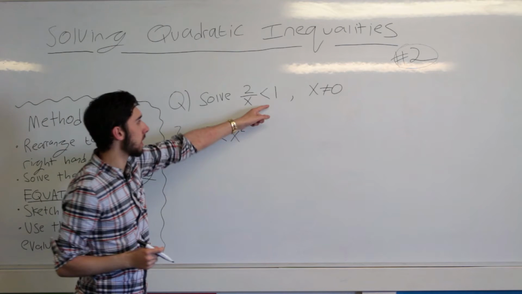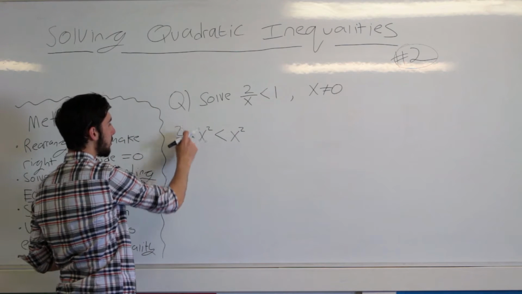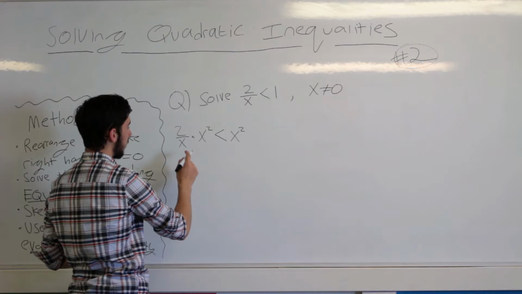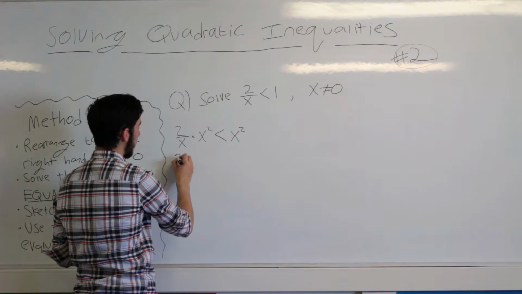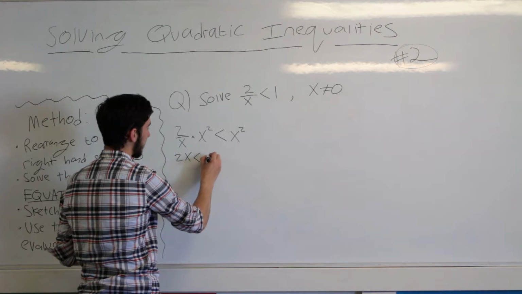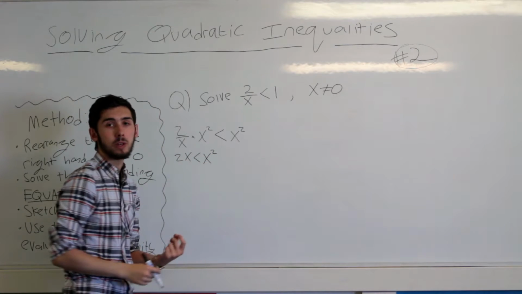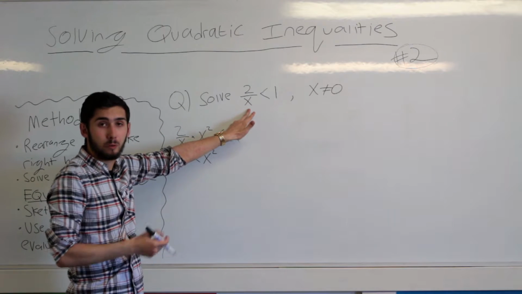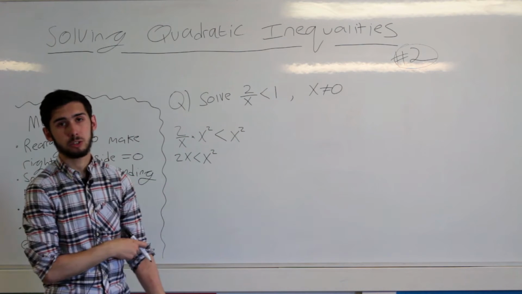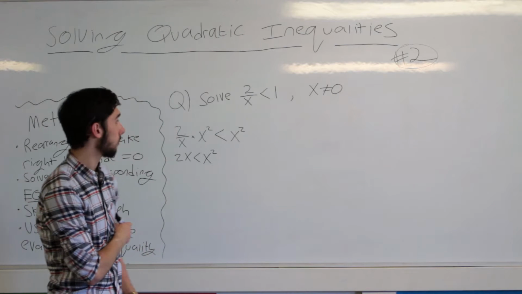Okay, 1 times x squared is x squared. 2 over x times x squared. Well, one of these x's is going to cancel out, and we end up with 2x is less than x squared, okay? You must do this every time. If you have an unknown number or value or variable in the denominator of a fraction, you have to multiply by the square of it, okay?